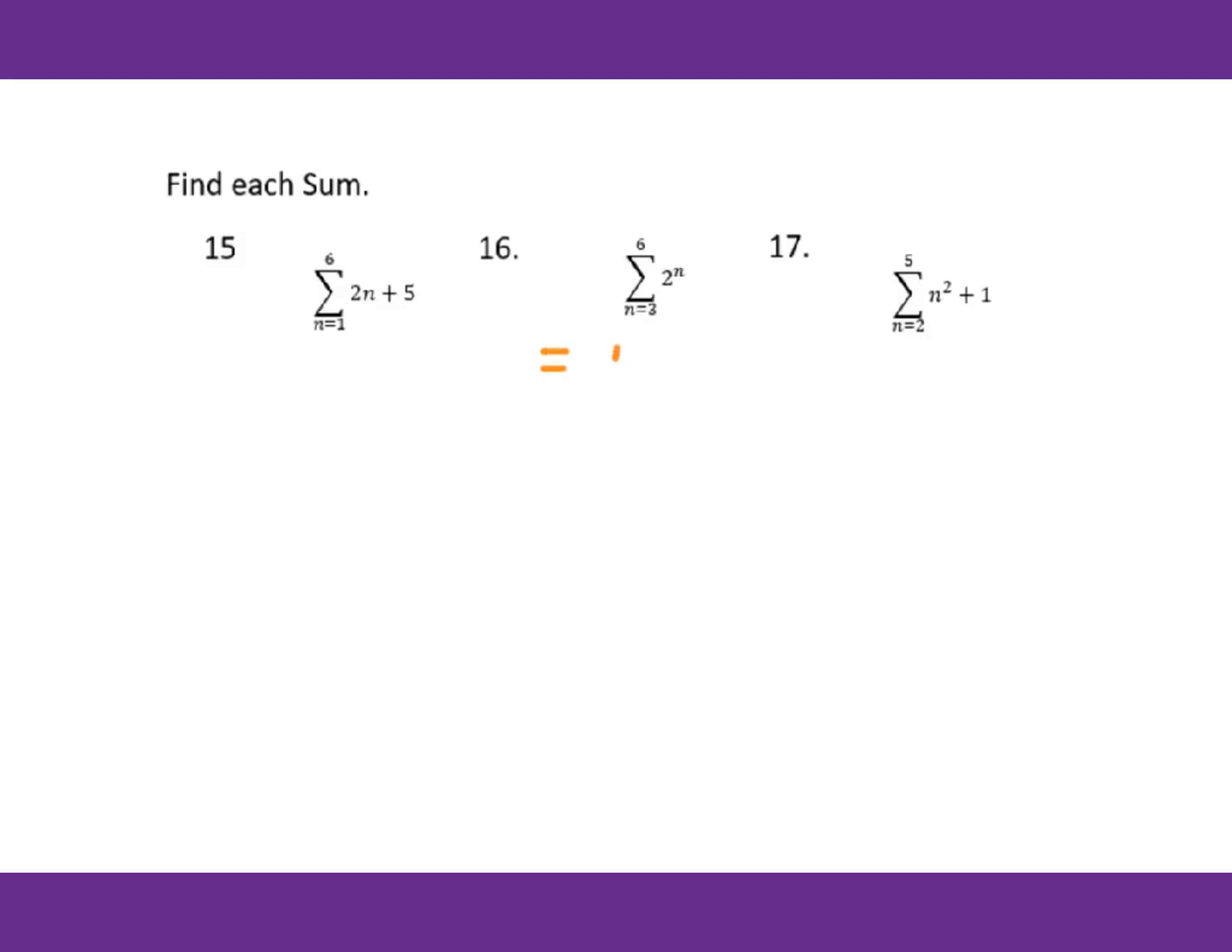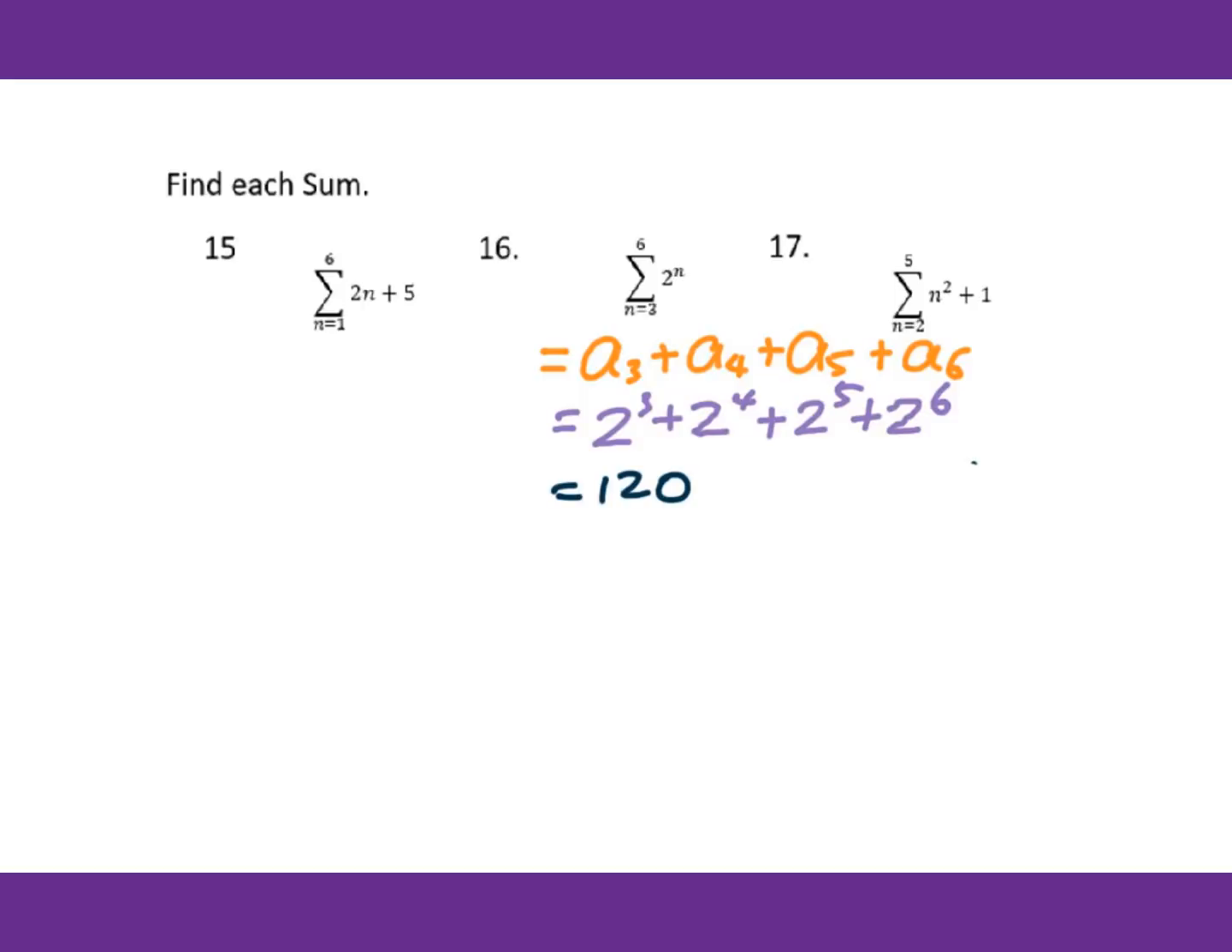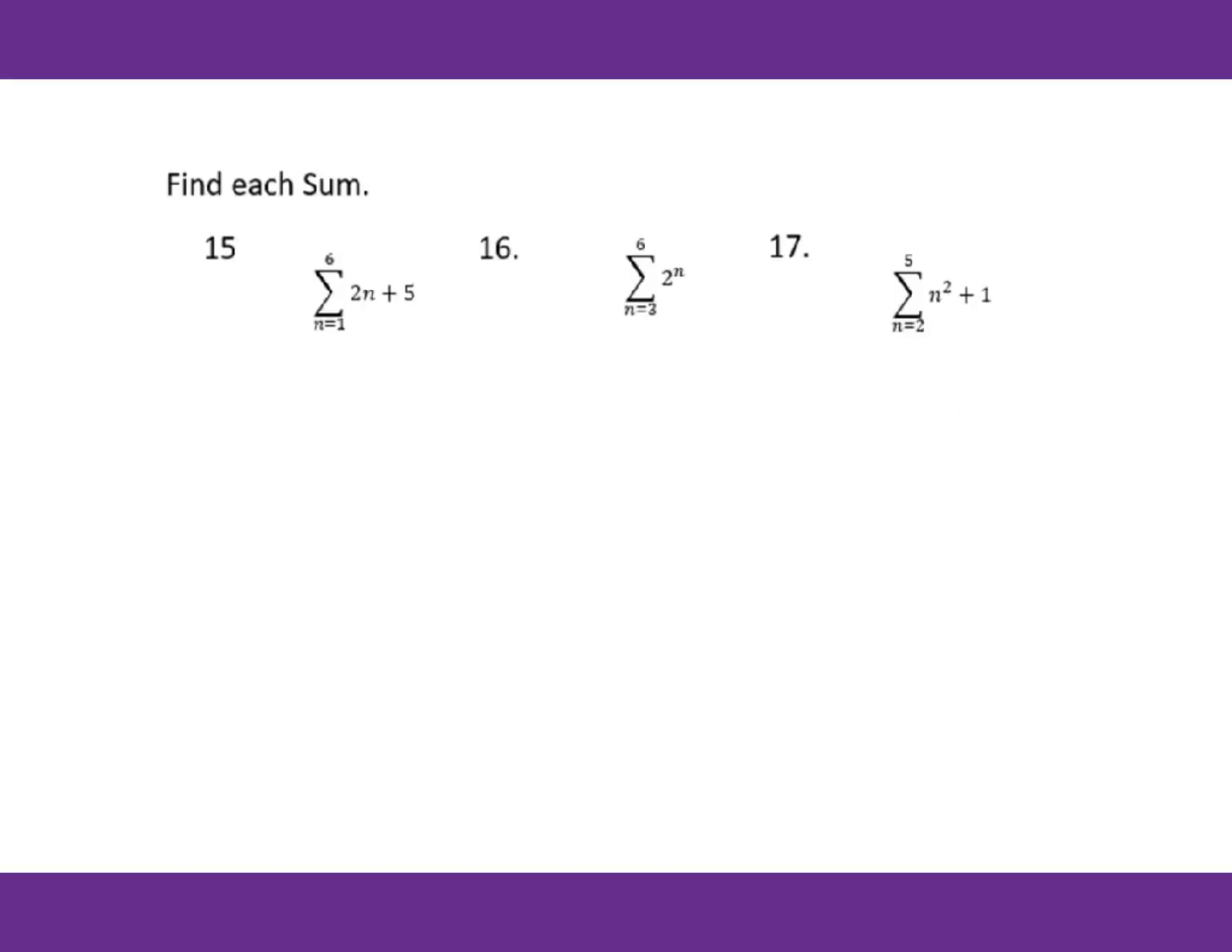For number 16, that means a sub 3 plus a sub 4 plus a sub 5 plus a sub 6. Therefore, you will get 2 to the third power plus 2 to the fourth power plus 2 to the fifth power plus 2 to the sixth power equals 120. For number 17, that means a sub 2 plus a sub 3 plus a sub 4 plus a sub 5.